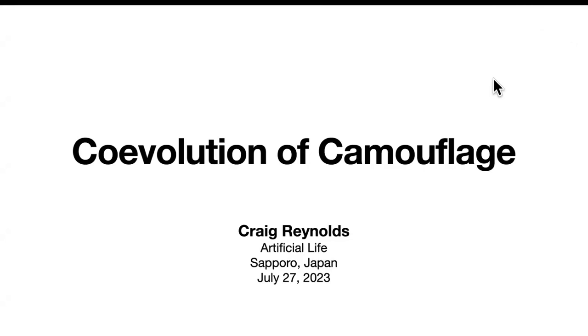To be clear, I'm speaking specifically about visual predation, predators that find their prey by looking around them, and optical camouflage. There are many other kinds of camouflage.